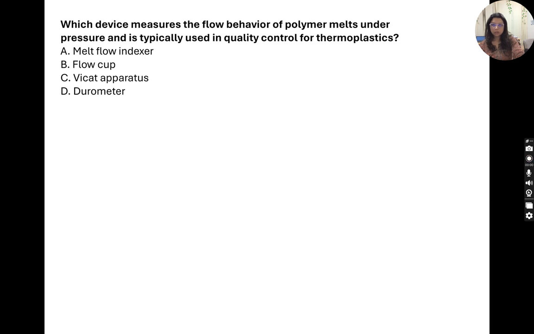This question asks which device measures the flow behavior of polymer melts under pressure and is typically used in quality control for thermoplastics. They are asking which device can be used for the flow behavior of polymers. The options are melt flow indexer, flow cup, Vicat apparatus, or durometer. Among these four options, which device can measure the flow behavior of polymer melts under pressure and generally be used for quality control of thermoplastics?